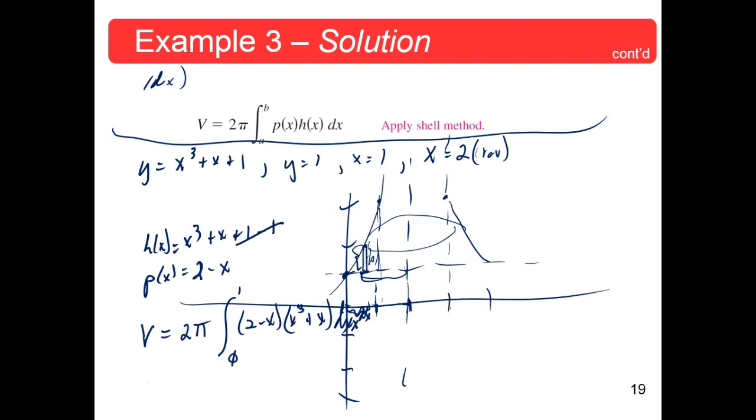What would be the first thing you would do? For that, yeah, multiply it. Okay, so this will be, let me do it somewhere up here. V is equal to 2 pi times the integral from 0 to 1. And what do you get when you multiply those? Let's do your firsts. And what do you get there? 2x cubed. Now we can do the outers if we want to. It really doesn't matter. Plus 2x.